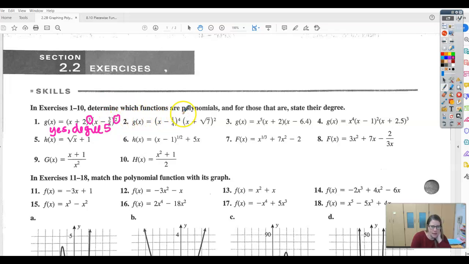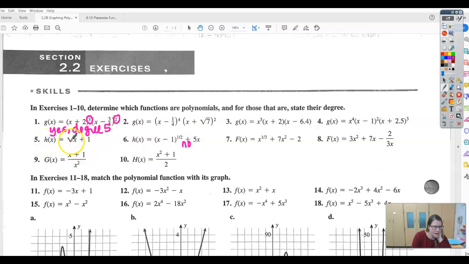So number 2, again, 4 and 2 are positive whole numbers. So this is a polynomial, and its degree would be 4 plus 2, which is 6. If I look down at, say, number 6, it is raised to the 1/2 power. Because that exponent is a fraction, it's not a whole number, this is not a polynomial.